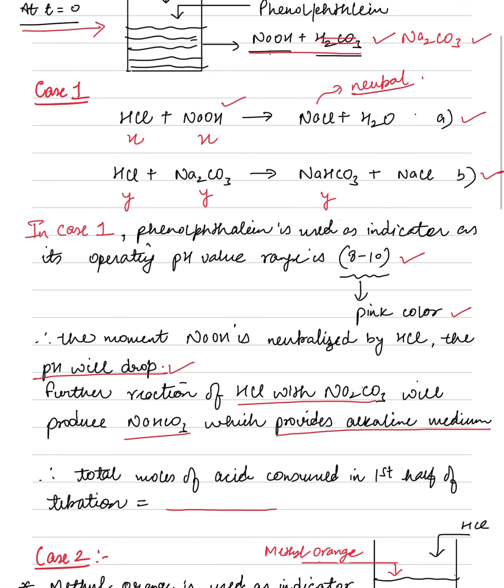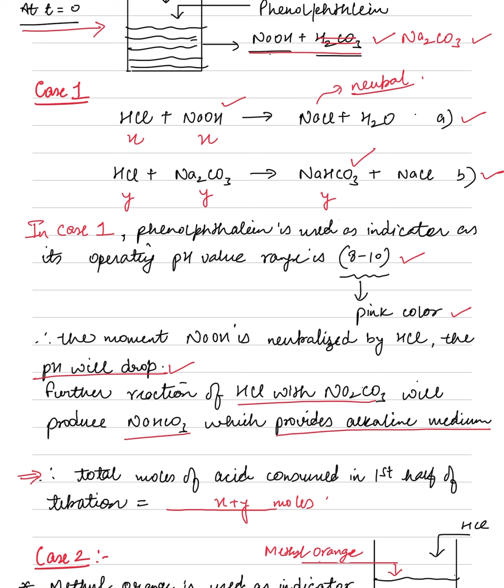Okay, so in the first case, using phenolphthalein as an indicator, we have to find how much HCl is consumed. If you look at the balanced equations, X moles of NaOH requires X moles of HCl, and Y moles of Na2CO3 requires Y moles of HCl to get converted into Y moles of NaHCO3. So the total moles of acid consumed in the first half of the titration is X plus Y moles.